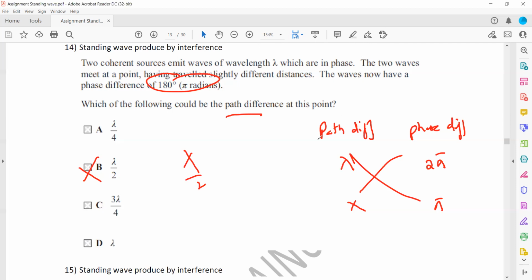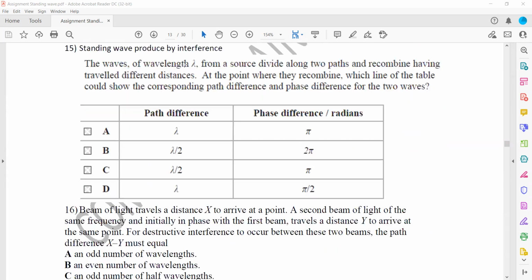So this is the relation between the path difference and the phase difference. If the path difference is 1 wavelength, the phase difference will be 2 pi radian. So this is the correct relation between the path difference and the phase difference. When the path difference is half a wavelength, the phase difference will be pi. That will be a destructive interference, or the formation of a node. And when the path difference is lambda, the phase difference should be 2 pi radian.